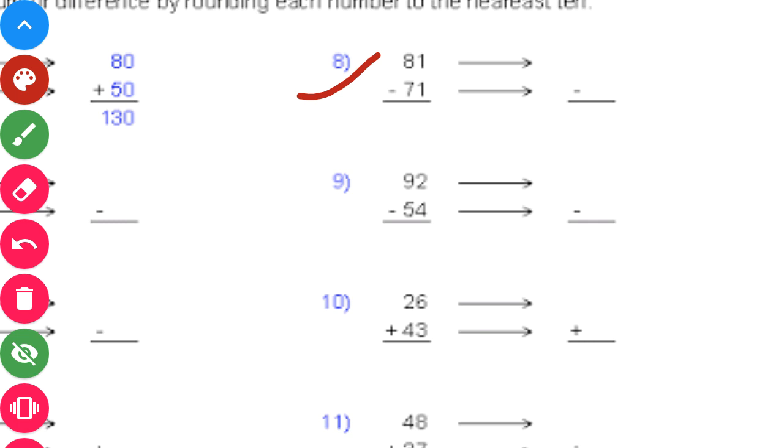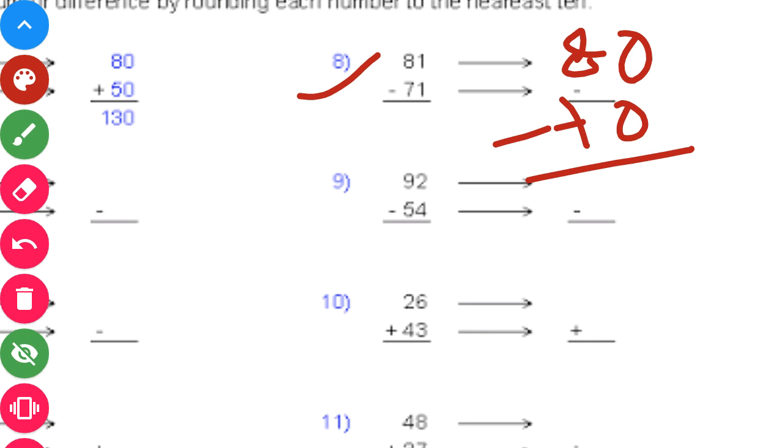Okay. Let us do. So 81 is closer to which tens? 80. And 71 is closer to 70. Now subtract 80 minus 70. What will you get? 0 minus 0, 0. And 8 minus 7 will get 1. 10. 80 minus 70 is equal to 10.